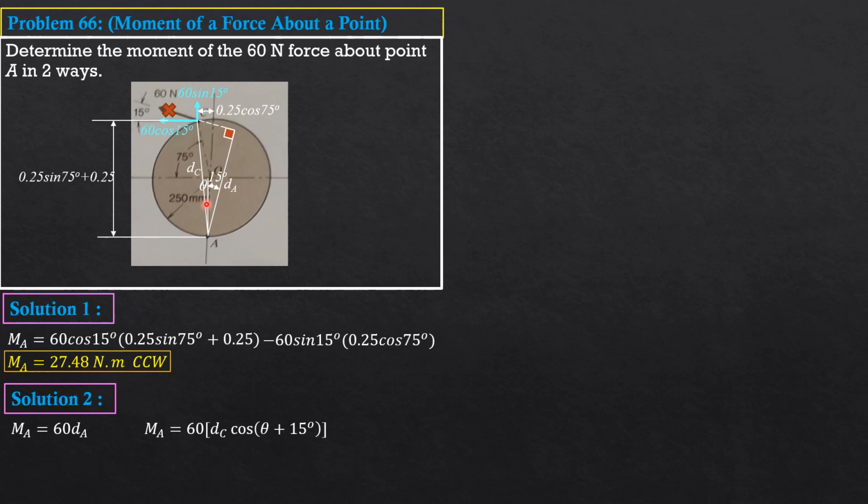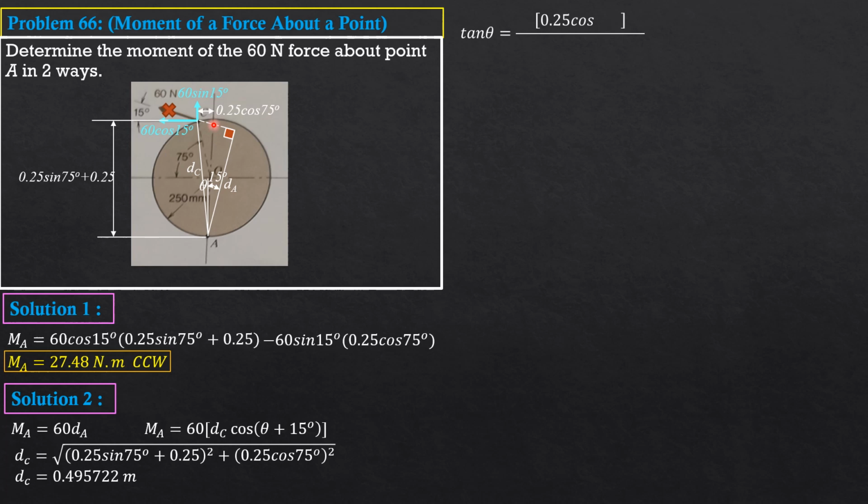But if you're not familiar with that, there's no problem as long as you can solve for theta: arctan of 0.25 cosine 75 degrees divided by this entire value here. So d sub C is the square root of quantity 0.25 sine of 75 plus 0.25, squared, plus quantity 0.25 cosine of 75 degrees, squared. So d sub C is equal to 0.495722 meters. And tangent of theta is opposite, 0.25 cosine 75 degrees, over quantity 0.25 sine 75 degrees plus 0.25.